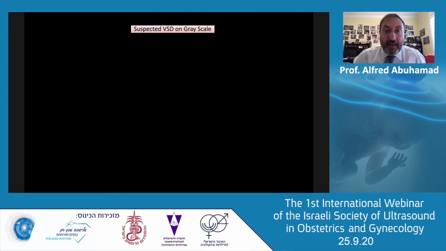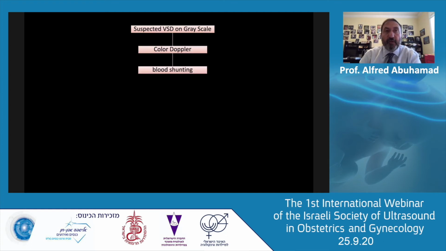How do I evaluate ventricular septal defects? I suspect them on grayscale. I always add color Doppler. I try to align myself perpendicular to the septum. If I don't see blood shunting, I bring the patient in the third trimester for reevaluation. If I see blood shunting, I confirm the presence of ventricular septal defect.